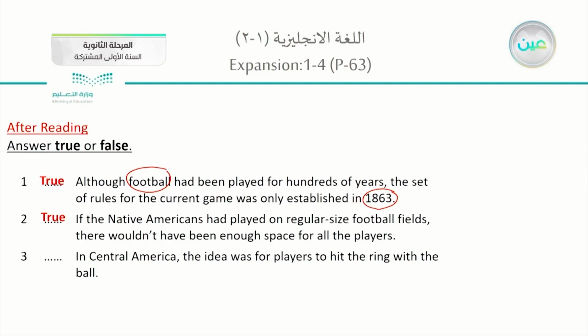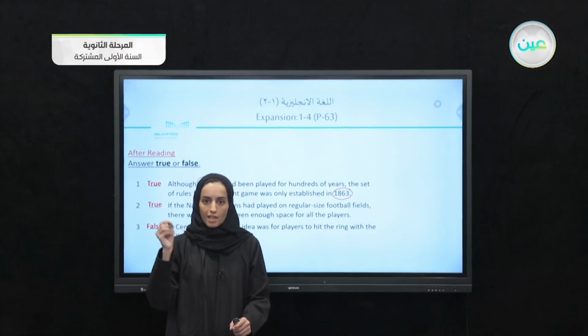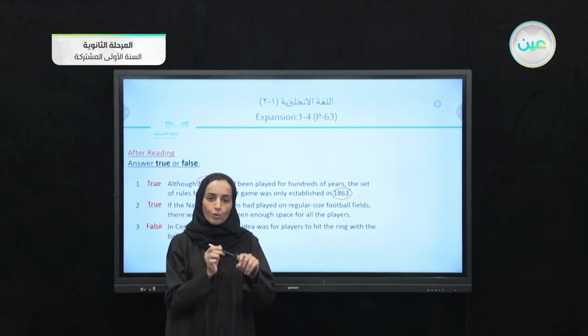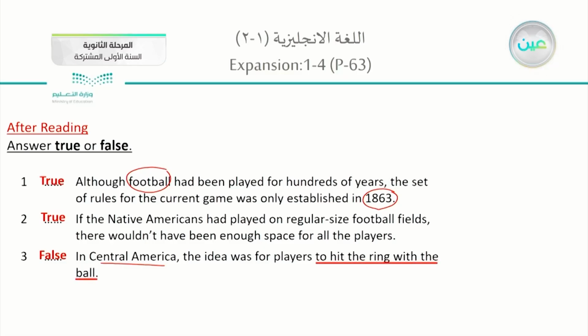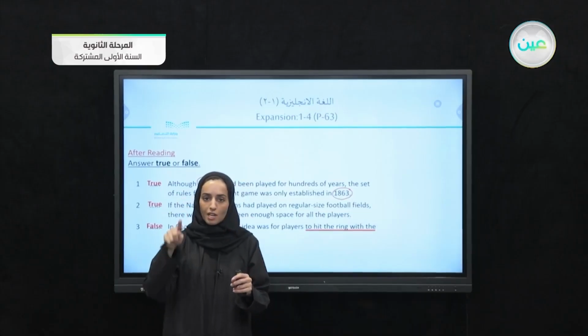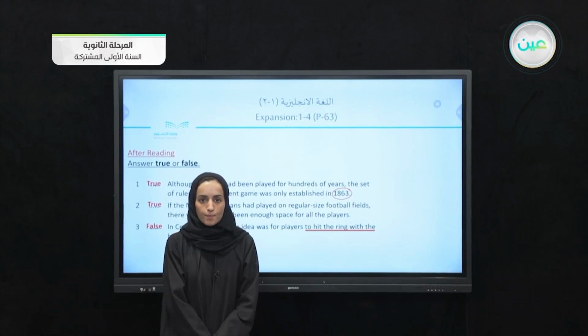In Central America, the idea was for players to hit the ring with the ball. What do you think? You're going to look into Central America. We're still speaking about football and hitting the ring. Do you think it's right? I believe it's false. What was wrong with it? They didn't have a goal like we know. It was a ring and they had to go through it. So it's not hitting the ring, it's going through it. It is a kind of goal that we know nowadays.